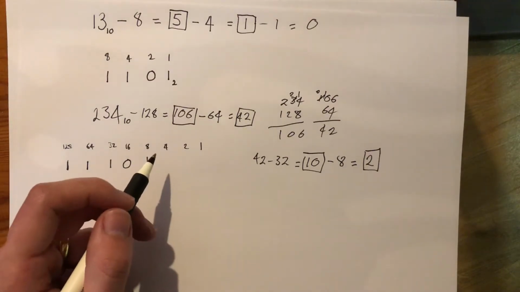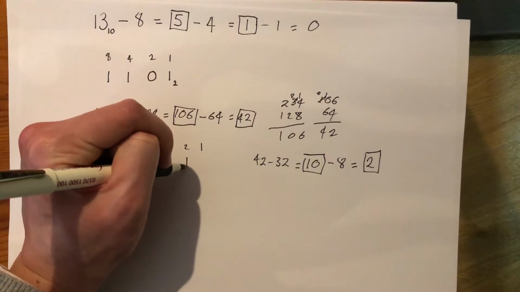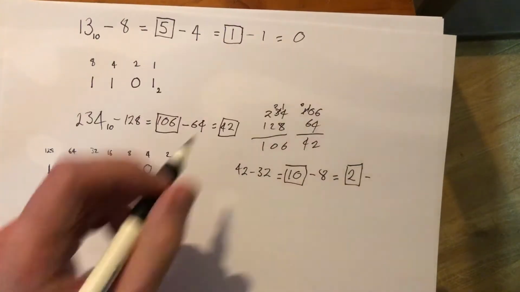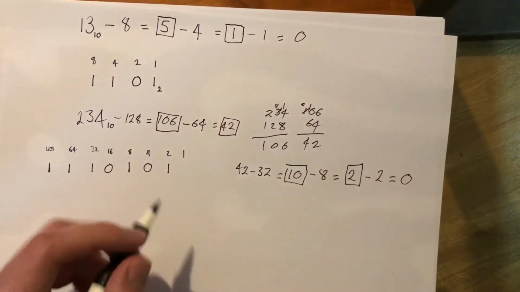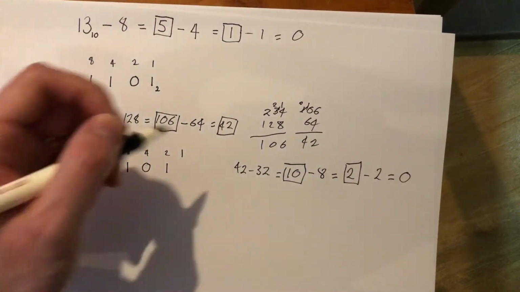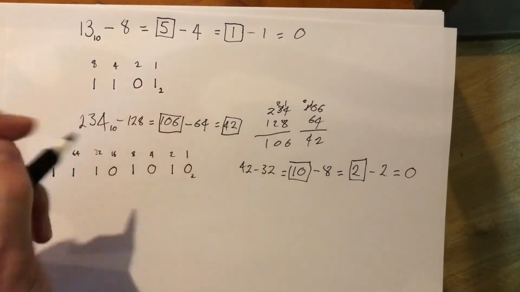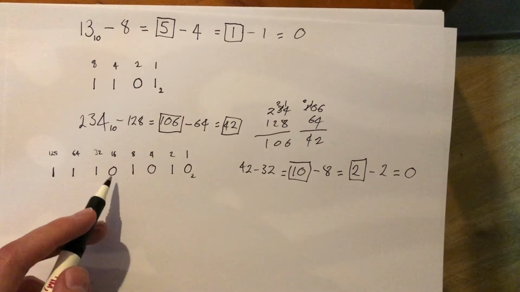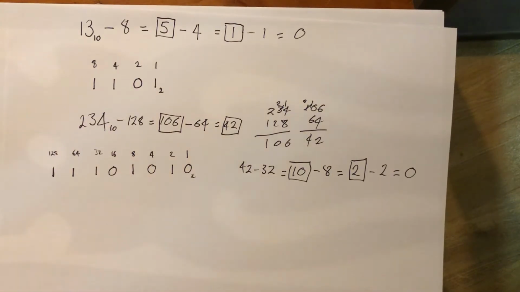We ask ourselves the question, does 4 fit into 2? No, it doesn't. Does 2 fit into 2? Yes, it does. We deduct the place value where we've just written the 1, and we've got 0 left. Does 1 fit into 0? Well, no, it doesn't. So we put the 0 in there. And there we have it. The number in binary 11101010 is equivalent to 234 in decimal.